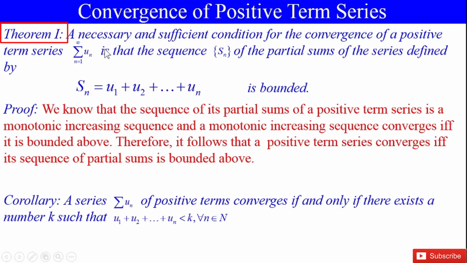Theorem 1. A necessary and sufficient condition for the convergence of a positive term series sigma n equal to 1 to infinity un is that the sequence Sn of the partial sums of the series, defined by Sn is equal to u1 plus u2 plus up to un, is bounded.